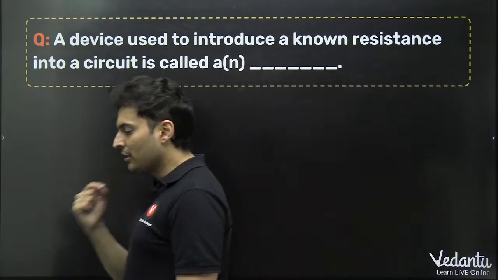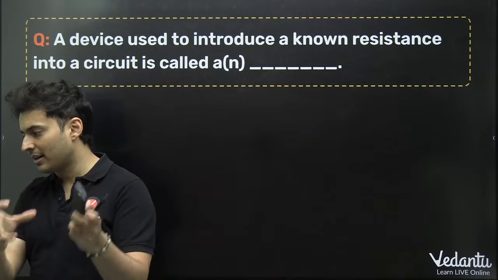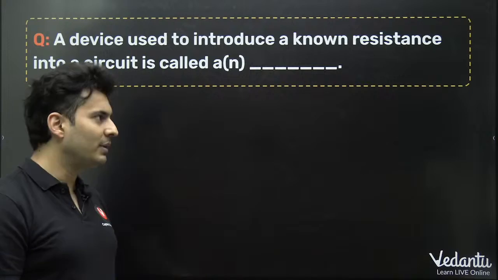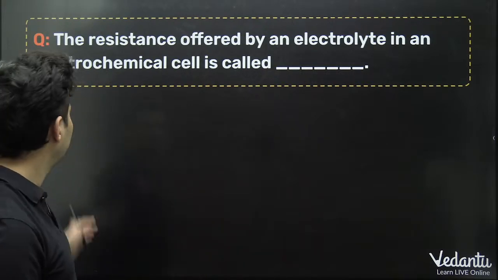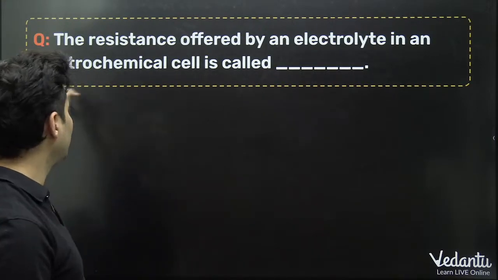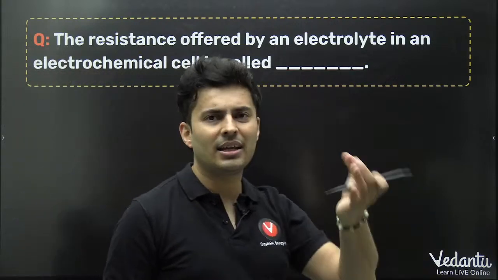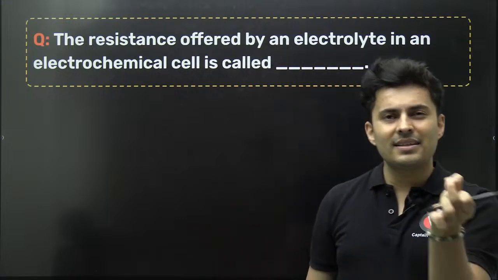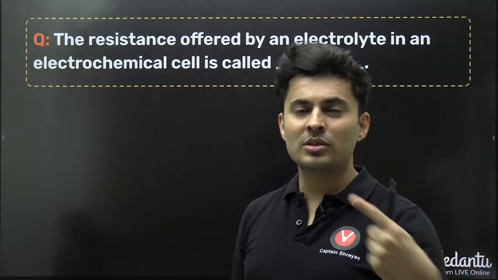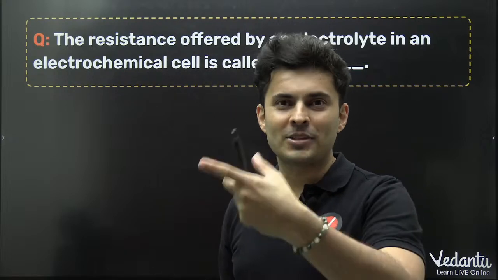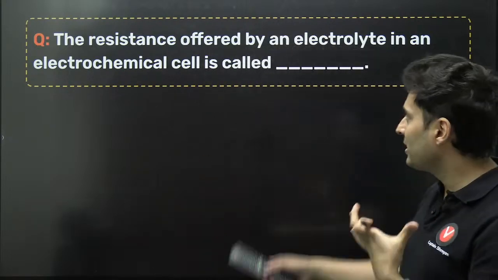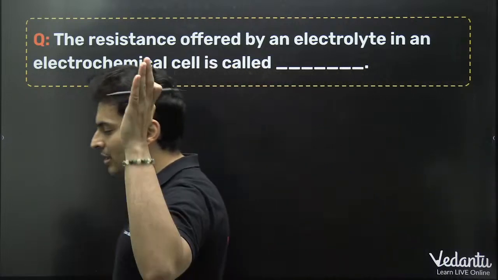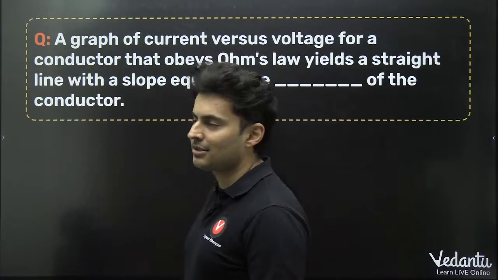R-H-E-O-S-T-A-T, rheostat. Rheostat is that device which artificially creates a resistance in the circuit. It's a bulky, heavy device. You might have seen that in the lab. Resistance offered by an electrolyte in an electrochemical cell is, if you take any cell, lithium ion, whatever cell, inside that electrolyte there is some resistance. So when the current goes through the battery, not outside, within the battery, it encounters some kind of resistance. Because it is inside, obviously it is going to be called the internal resistance.